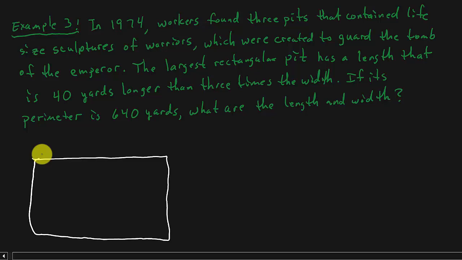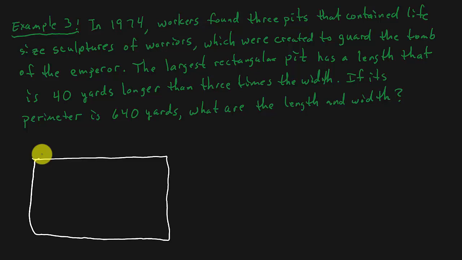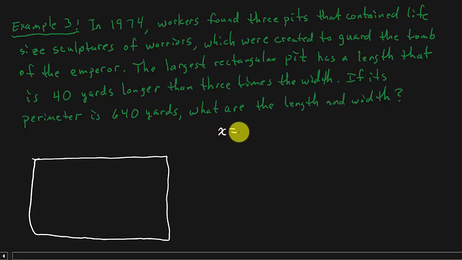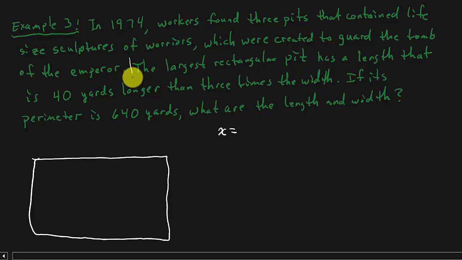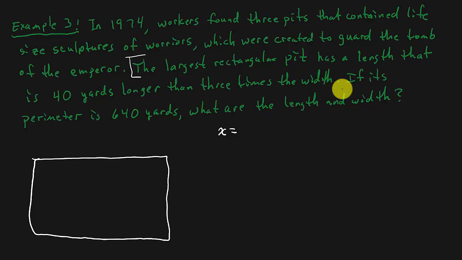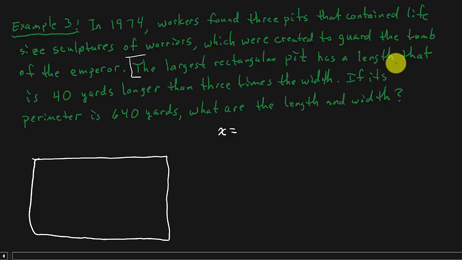All right? Now, we got to let x equal something, don't we? So x is going to be what? Well, let's see what they tell us. So here's where they start talking about the rectangle from here on. It says the largest rectangular pit has a length that is 40 yards longer than 3 times the width. So what are they telling us about in that statement? Are they telling us about the length, or are they telling us about the width? Well, they're telling us the length, right? It says it has a length that is, and then they tell us the length.